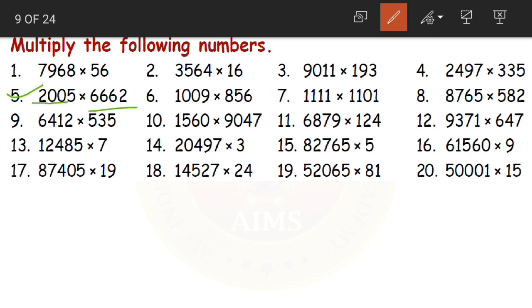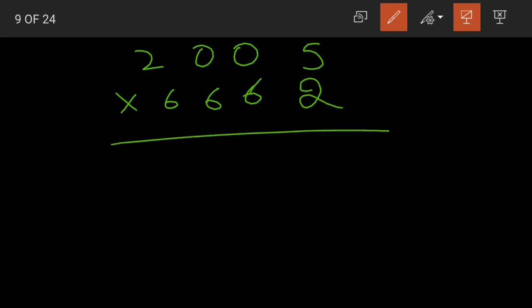2005 into 6662. Now start multiplying with what? With 2. 2 fives are 10. 0 here, 1 carried. 2 zeros are 0 plus 1 becomes 1. 2 zeros are 0. 2 twos are 4.